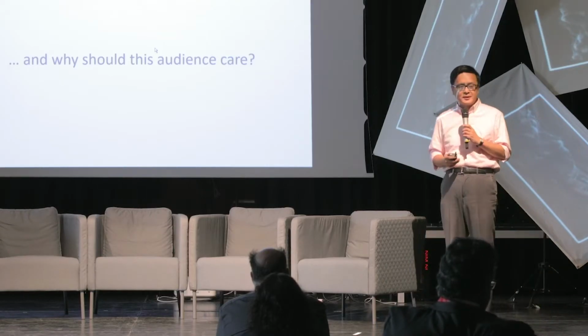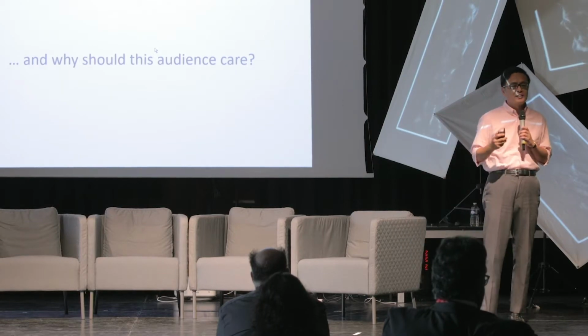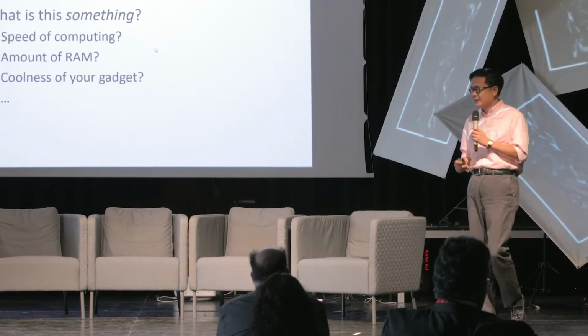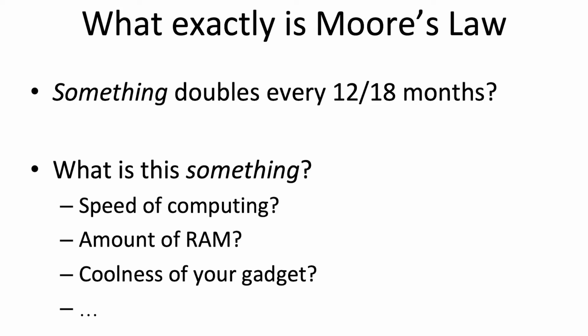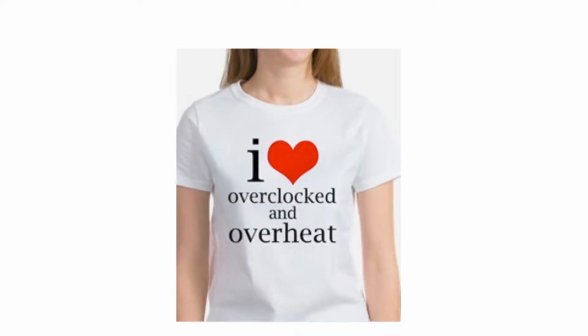As a start, let's talk a little bit about what exactly Moore's law is. There are a lot of misconceptions out there. Basically, we understand something doubles every 12, 18 months, or 3 years, and so on and so forth. But what exactly is this something? It could be your CPU computational power. It could be transistors on a chip. It could be coolness of your latest gadget. Also in popular culture as well.